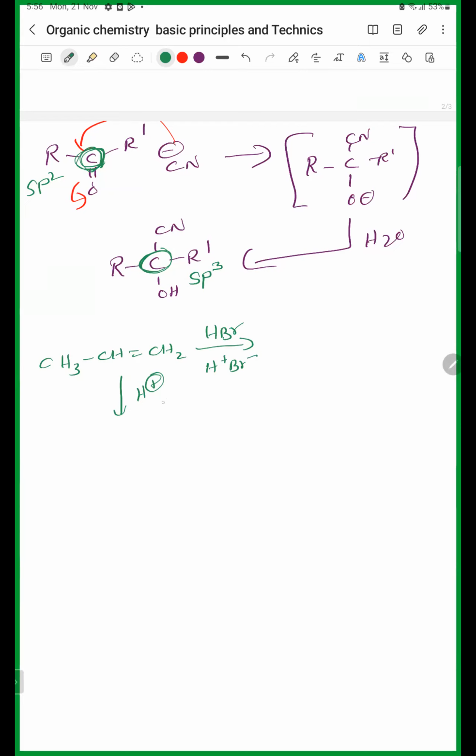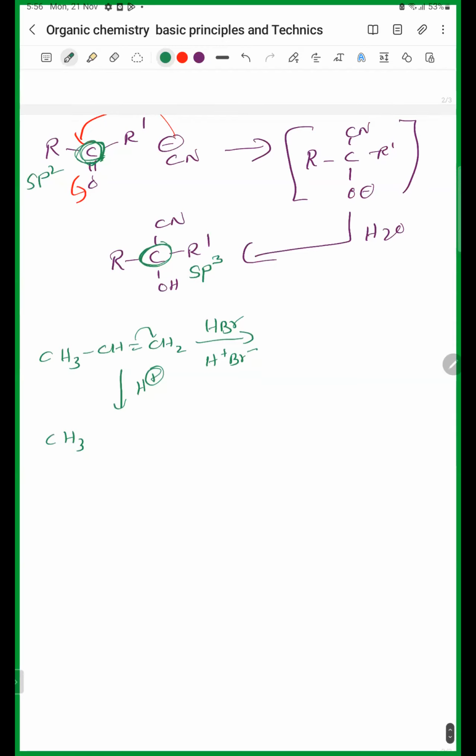Positive charge means electrophile or nucleophile? Electrophile. So the electrophile you are going to add. If you are adding CH3, it may go like this or it may go like this. Either one can happen. Then what happens? CH3 first one, CH3, then it becomes H plus.